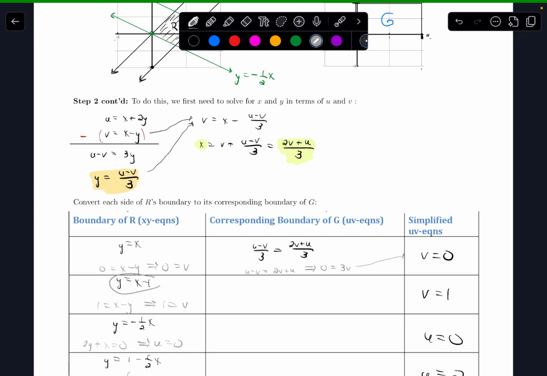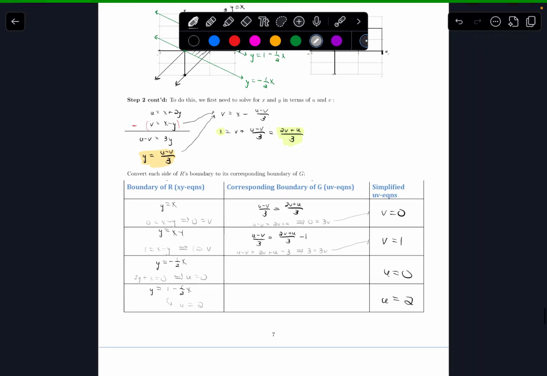If I do the same thing for this next equation, I get y on the left, which is u minus v over 3. That equals x minus 1. So x is 2v plus u over 3, and then minus 1. If I multiply both sides by 3, we get u minus v equals 2v plus u, and then minus 3. I can cancel the u's from both sides. And if I rearrange this, you get 3 equals 3v. And then dividing by 3, you'll get v equals 1.